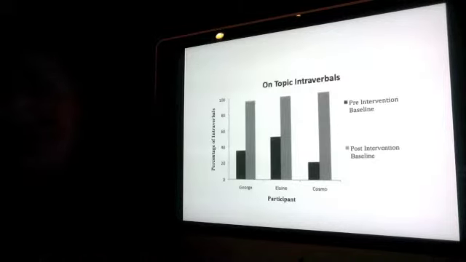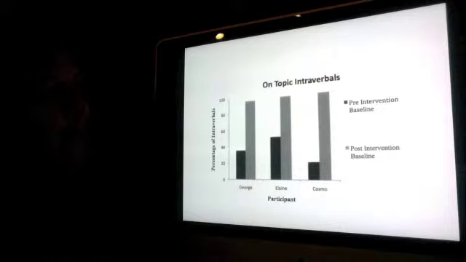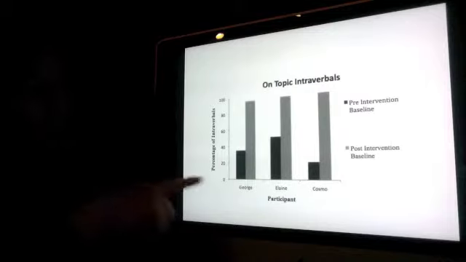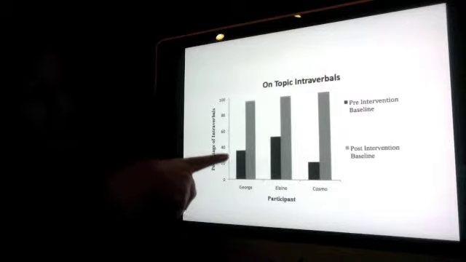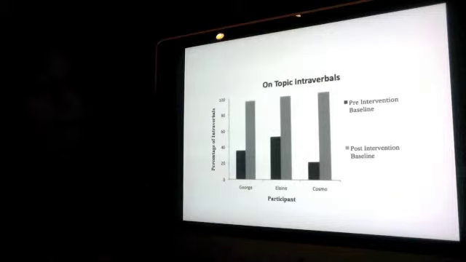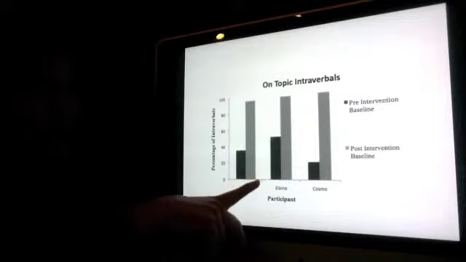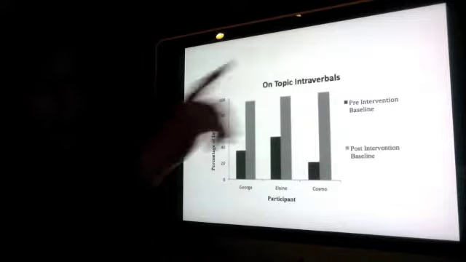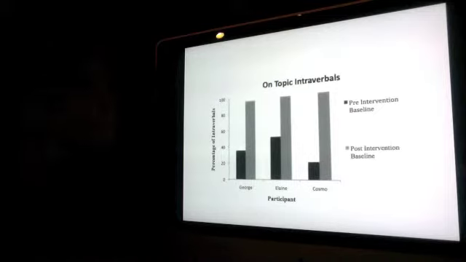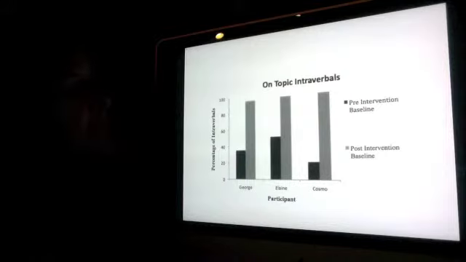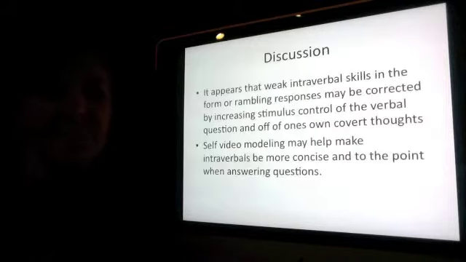The next thing that we did, and I show a graph here, is the percentage of correct intraverbals. Here in baseline, you can see the dark one right here, the amount of correct intraverbals that they all had. And then after the intervention, they were all up in the high 90%, which is more appropriate to a typical conversation, and would make people more likely to ask them questions, and it would be more reinforcing for their peers to talk to them now.